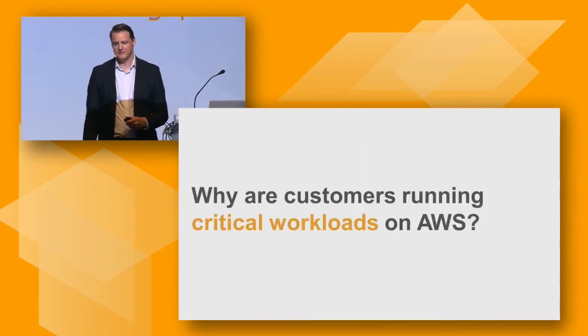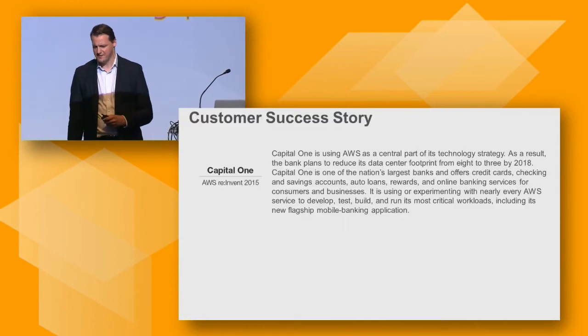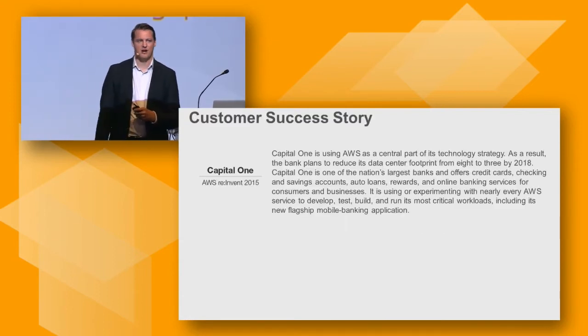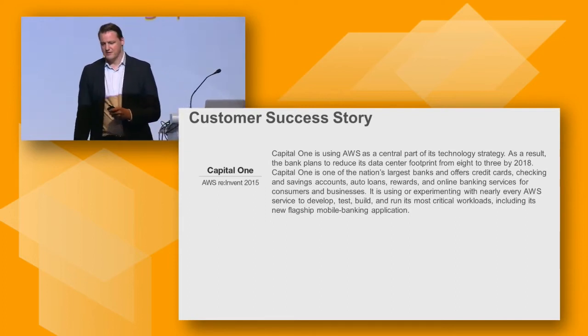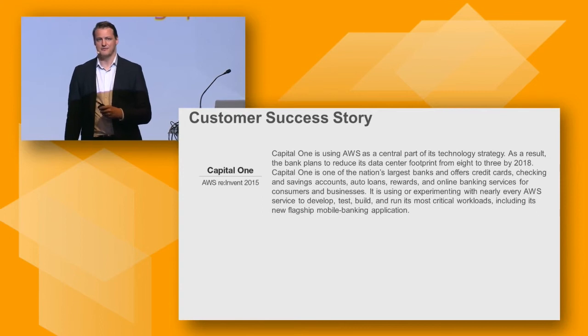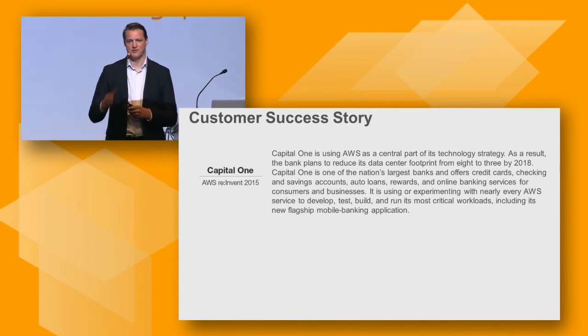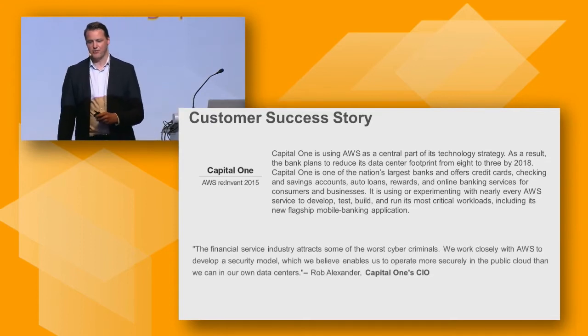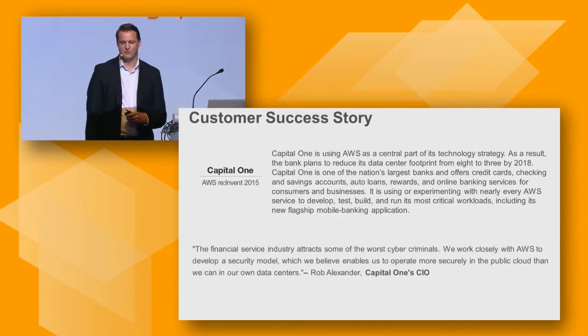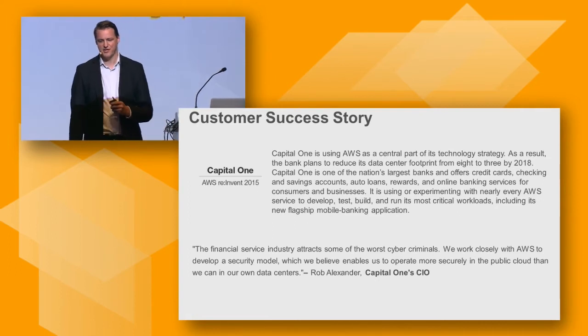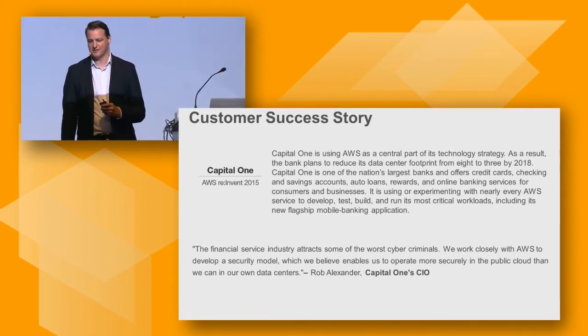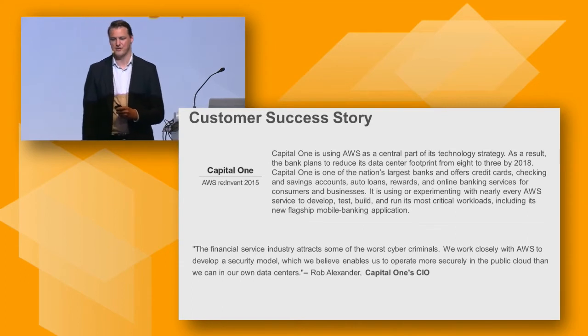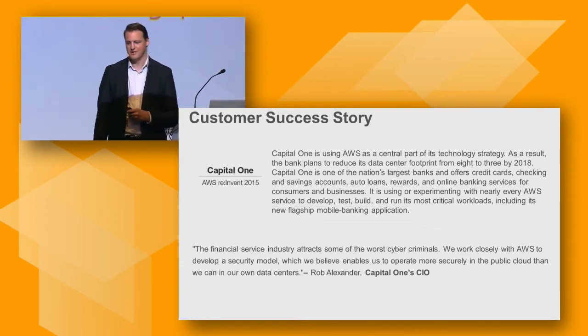So why are customers running critical workloads on AWS? So the first one, Capital One, they were our reInvent keynote last year, 2015. This case study is publicly available, aws.amazon.com/case-studies. You can go and see these. There's a key quote in here that I really like. We work closely with AWS to develop a security model which we believe allows us to operate more securely in the public cloud than we do in our own data centers. From Capital One CIO.